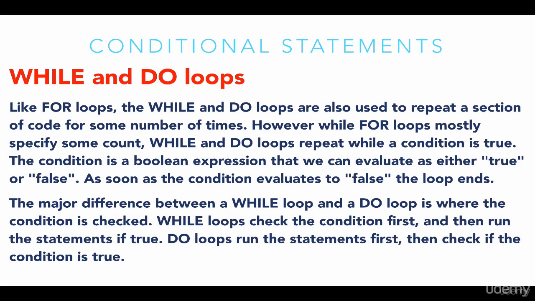Hello everyone, in this tutorial I want to talk about while and do loops. Like for loops, the while and do loops are also used to repeat a section of code for some number of times. However, while for loops mostly specify some count, while and do loops repeat while a condition is true. The condition is a Boolean expression that we can evaluate as either true or false. As soon as the condition evaluates to false, the loop ends.